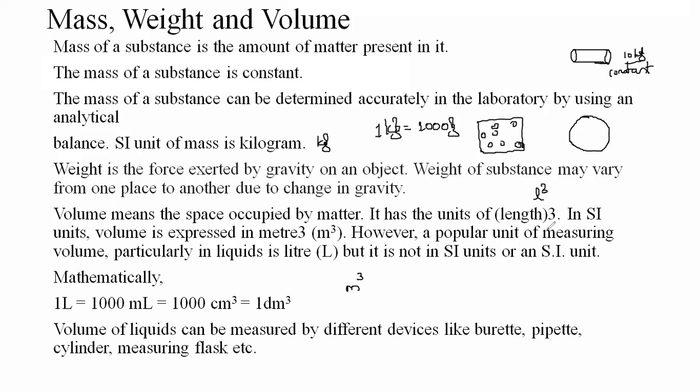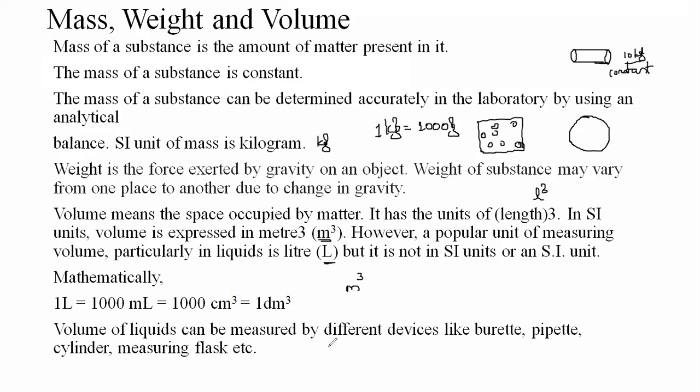However, a popular unit of measuring volume, particularly for liquids, is what? Liters. But it is not the SI unit, it is the common unit. What is the SI unit of volume? It is m cube, cubic meter. And here there is a conversion factor also. 1 liter is equal to 1000 milliliters, which is equal to 1000 cc, cubic centimeter, or 1 dm cube.